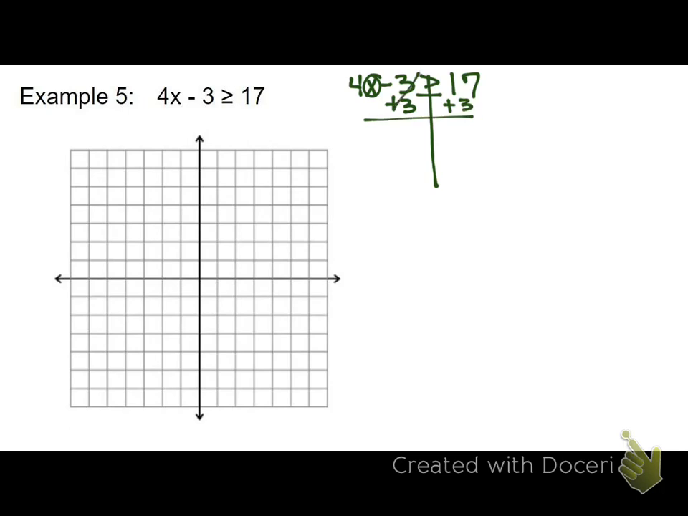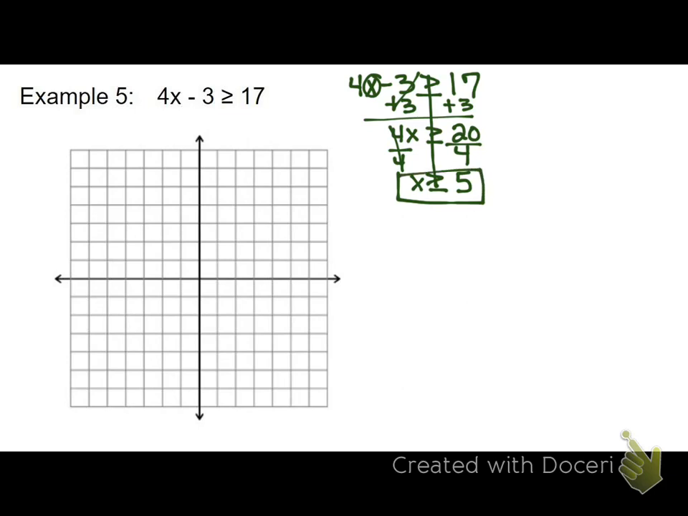20, divide, equals 5. So we have x is greater than or equal to 5. Okay, this here is your solution. So this is your first part of your answer.